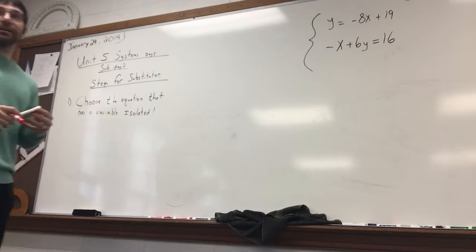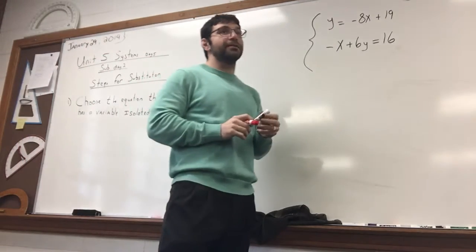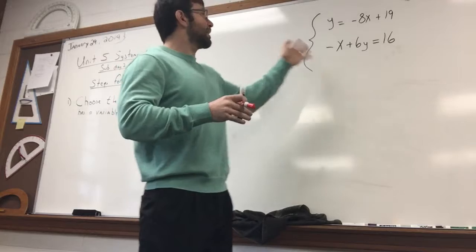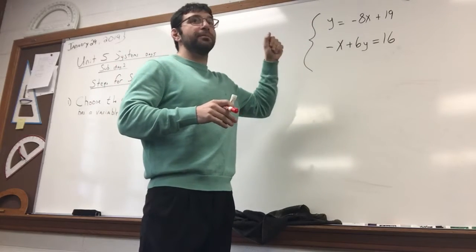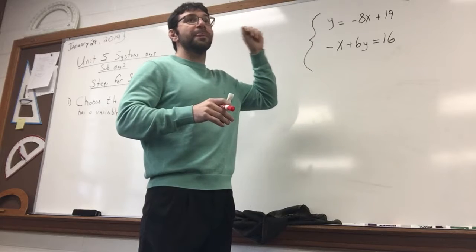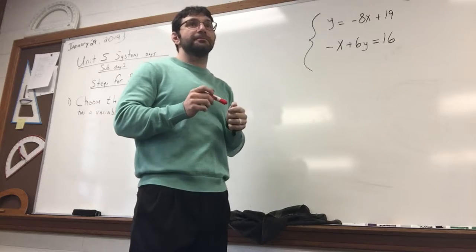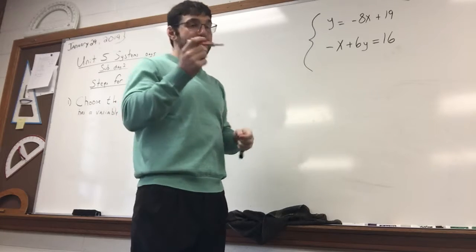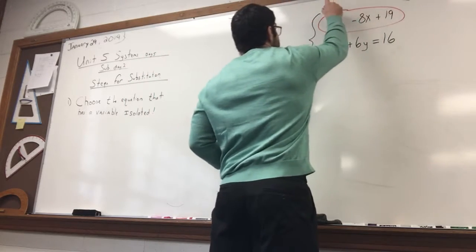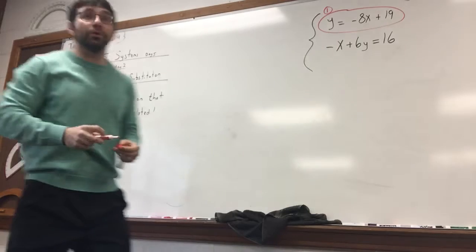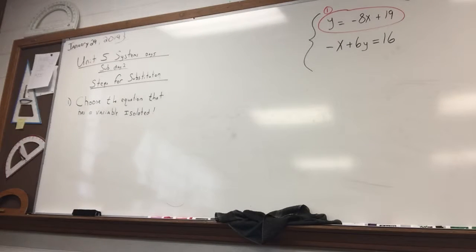Okay, Seth, I've got two equations. I've got y equals negative 8x plus 19. I've got negative x plus 6y equals 16. The top equation or the bottom equation, which one of those has a variable already isolated? The top. So here's step one. And I'm going to put a little number 1 with it. Choose the equation that has a variable isolated. Everybody good with me? Okay?